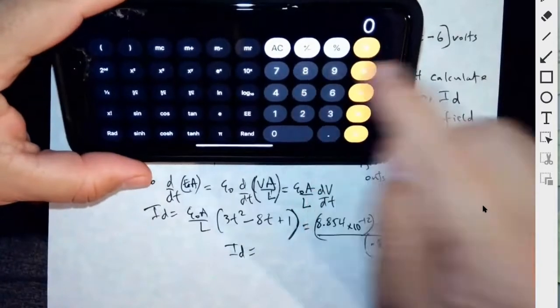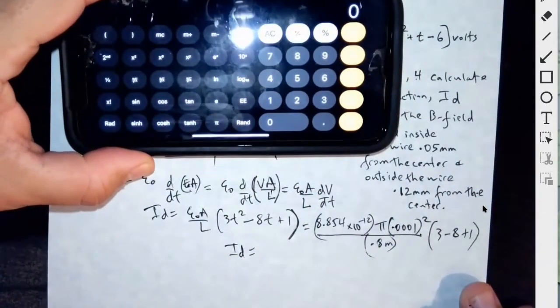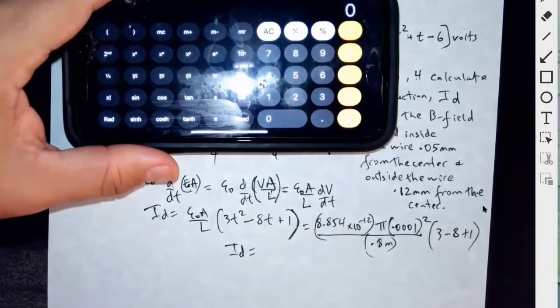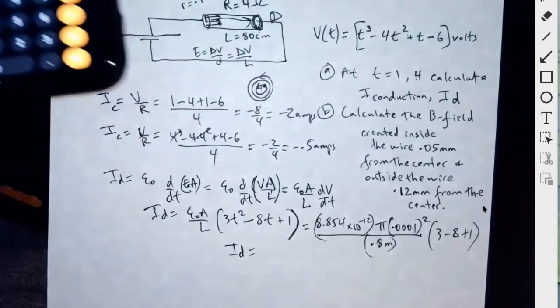Wait, quick question. Excuse me? Yeah, quick question. Yeah, of course. So what exactly is displacement current? Is it sort of like backwards current? Well, actually, no, that's not that one.